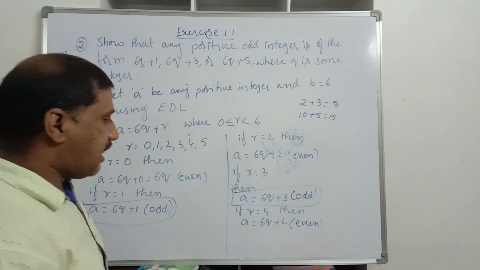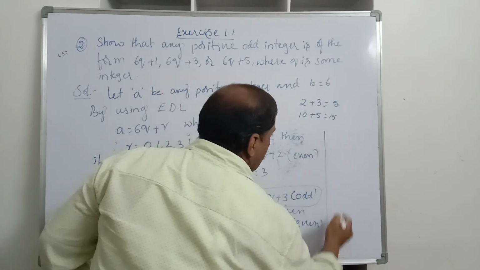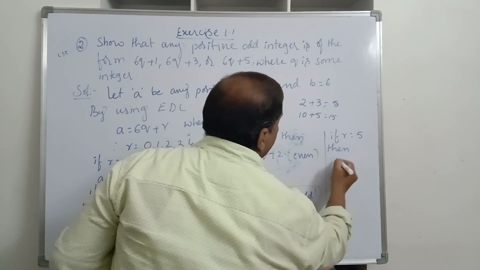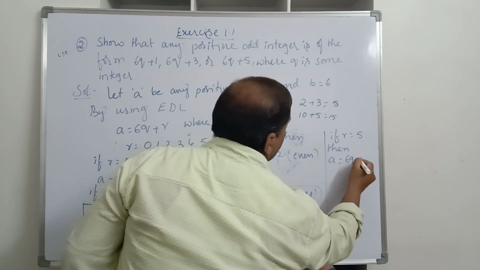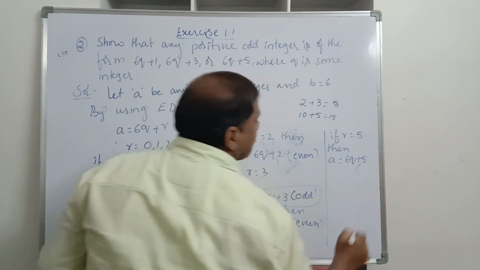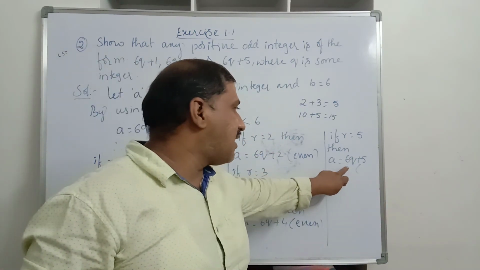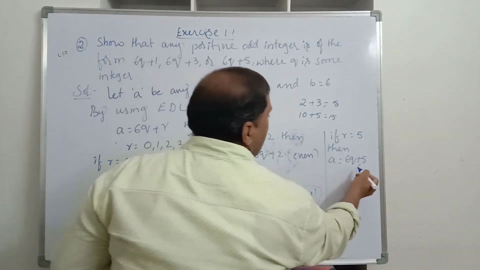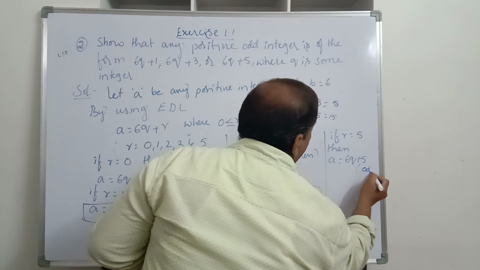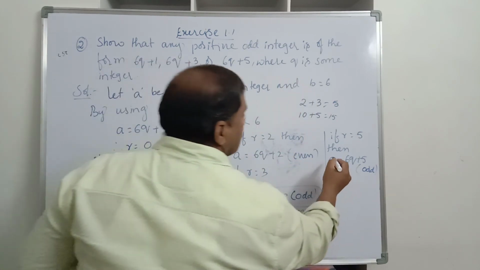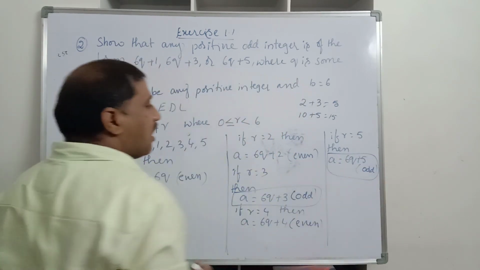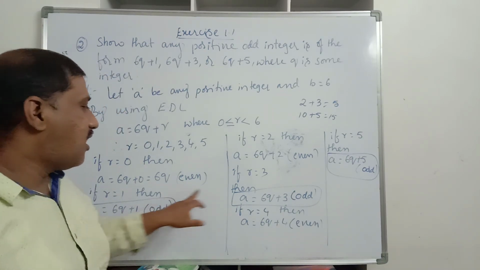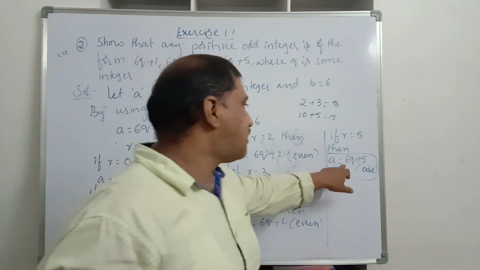Next we have to prove, if R is equal to 5, then A is equal to 6q plus 5. So again 6q is an even number. We are adding an odd number to an even number. We get an odd number only. Therefore A is equal to 6q plus 5, that is an odd number. So in this case also we got odd numbers. So odd numbers are in the form of 6q plus 1, 6q plus 3, or 6q plus 5.